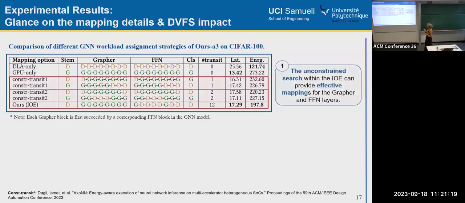So we can see that our unconstrained search within the inner optimization engine provides an effective mapping, especially in terms of energy consumption. For instance, in our mapping strategy, most of the grapher layers are assigned to the GPU because they require a lot of computation compared to the feature transformation layers, whereas the other layers are located mostly on the DLA.